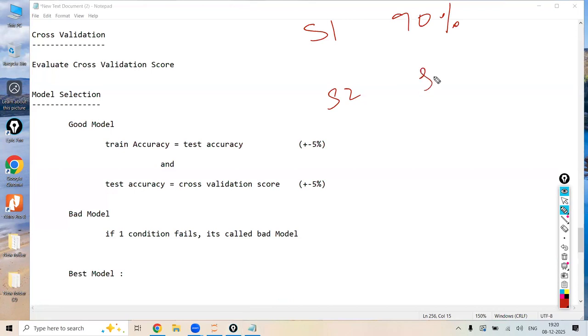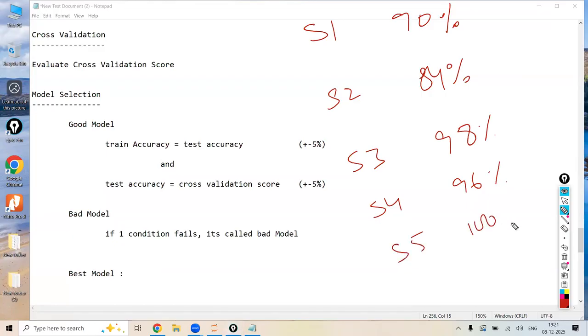Student 2, 84 marks. Good or bad? One student has got 98 marks. Good or bad? One student has got 96 marks. Good or bad? Now, which student will be selected, miss? For example, one more student is there. 100% he has got. Good or bad? Now, multiple good students are there. But who is the best student?